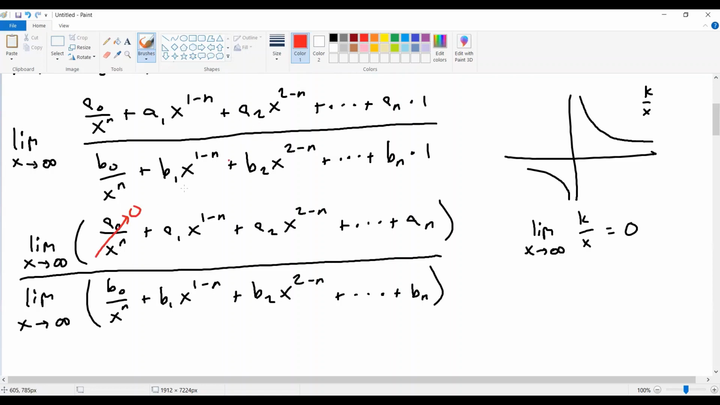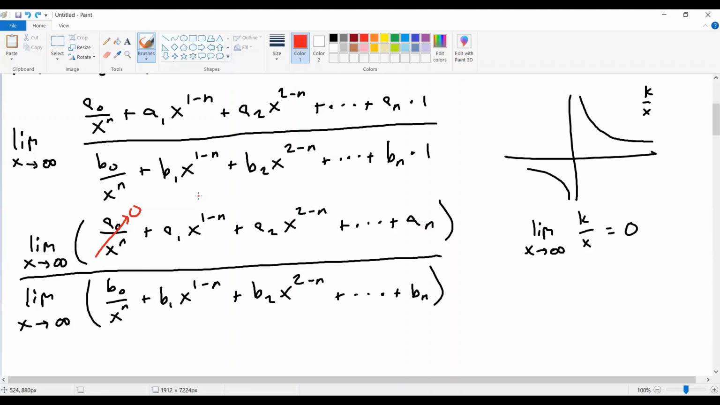Now, in a similar way, we got a sub 1 times x to the 1 minus n. Now, we know something special about the number n. The number n is the degree of the polynomial. And the degree of a polynomial, by definition, is the largest exponent, or rather, the largest power in your polynomial. So, n is the largest power, and 1 is most definitely not the degree. So, 1 minus the degree is going to be a number that's negative.